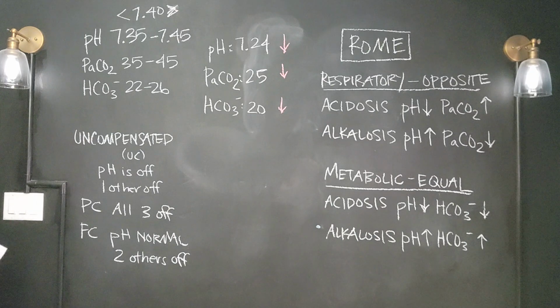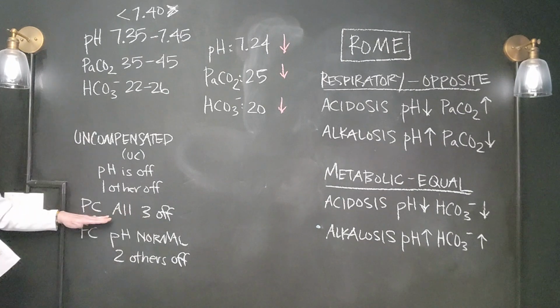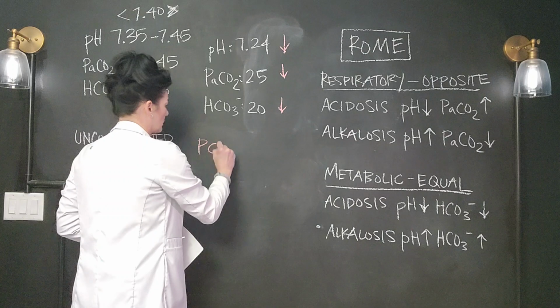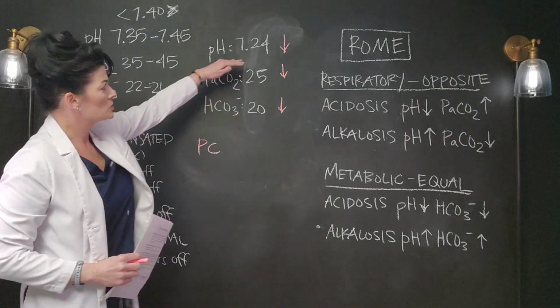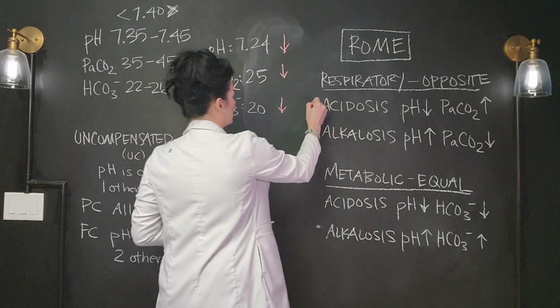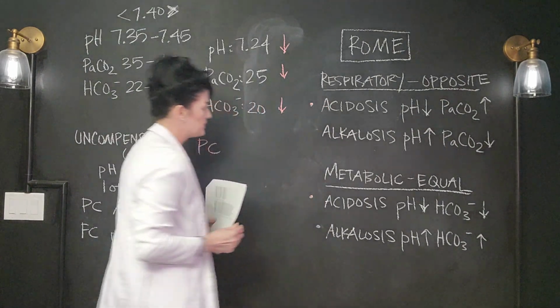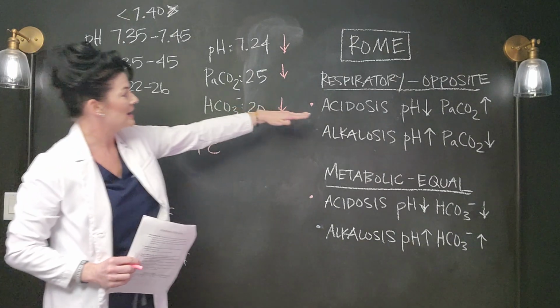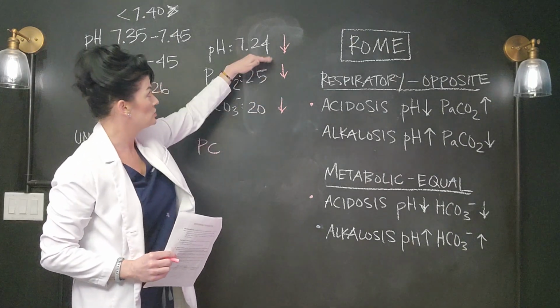So if all three values, pH, partial pressure CO2, and bicarb, are off, we are partially compensated. Okay? So are we looking at acidosis or are we looking at alkalosis? We are looking at acidosis, my friend. All right, so now let's just match our arrows. In respiratory acidosis, pH is down, that is correct.